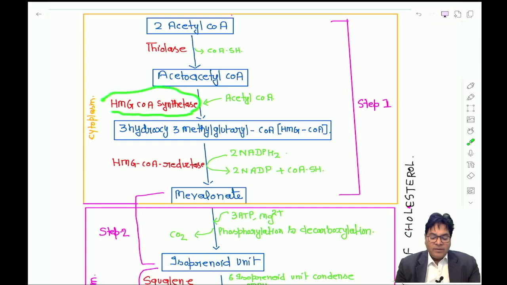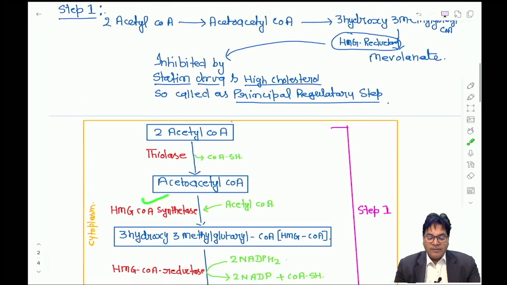Now this enzyme is regulated by a high concentration of cholesterol. If there is a high concentration of cholesterol, then this enzyme will be inhibited and the first step is blocked. So this is feedback regulation. Also, by use of certain drugs like statins, this enzyme can be blocked. So whenever there is a high concentration of cholesterol in the body, doctors recommend statin drugs which block this first enzyme, and that's why it is regarded as the principal regulatory step, the first step.